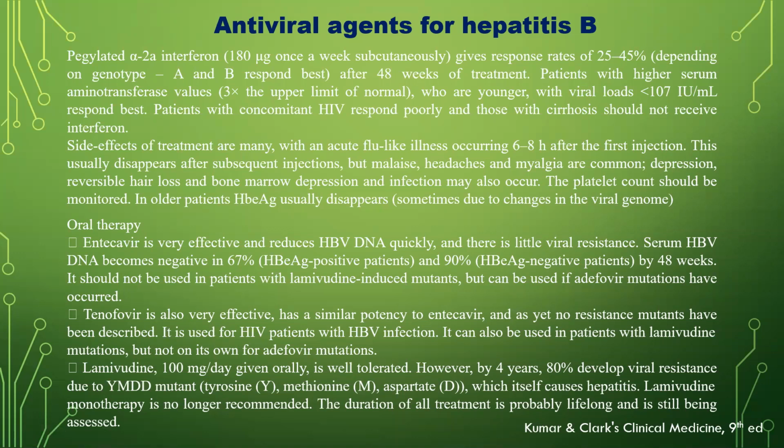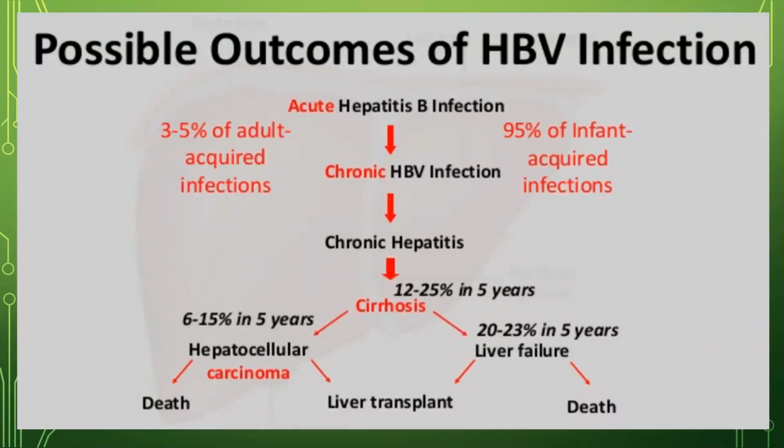The duration of all treatment is probably lifelong and is still being assessed, depending on severity, presence or absence of seroconversion, and individual response. Possible outcomes of chronic hepatitis B infection: in the larger part of patients, it's cirrhosis within 5 years; liver failure can occur in a quarter of patients; and less frequently hepatocellular carcinoma, which leads to death if no liver transplant is given to the patient.